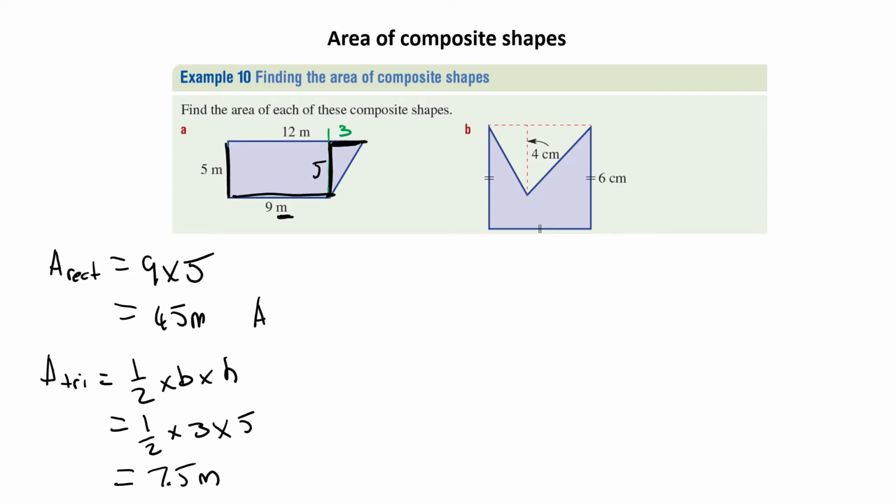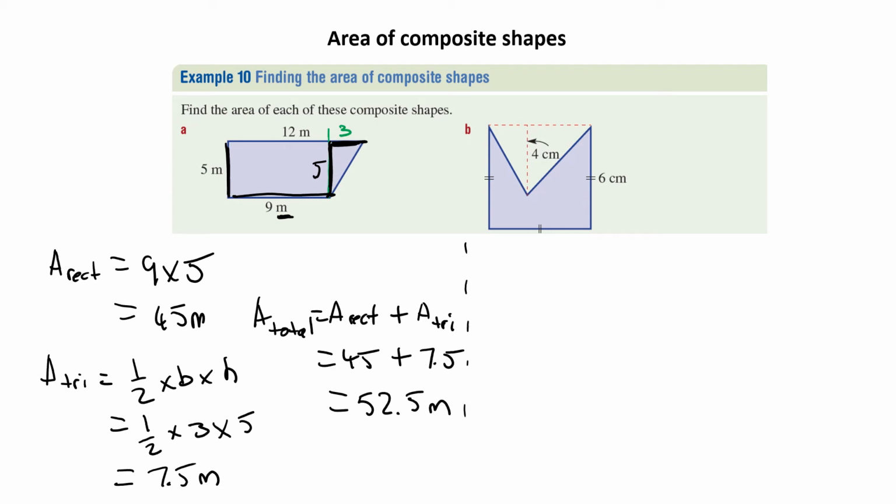So my area, if I write total, it's going to be area of the rectangle plus area of the triangle, and that's 45 plus 7.5, and that's going to give me 52.5 meters. Okay, let's look at the next example.